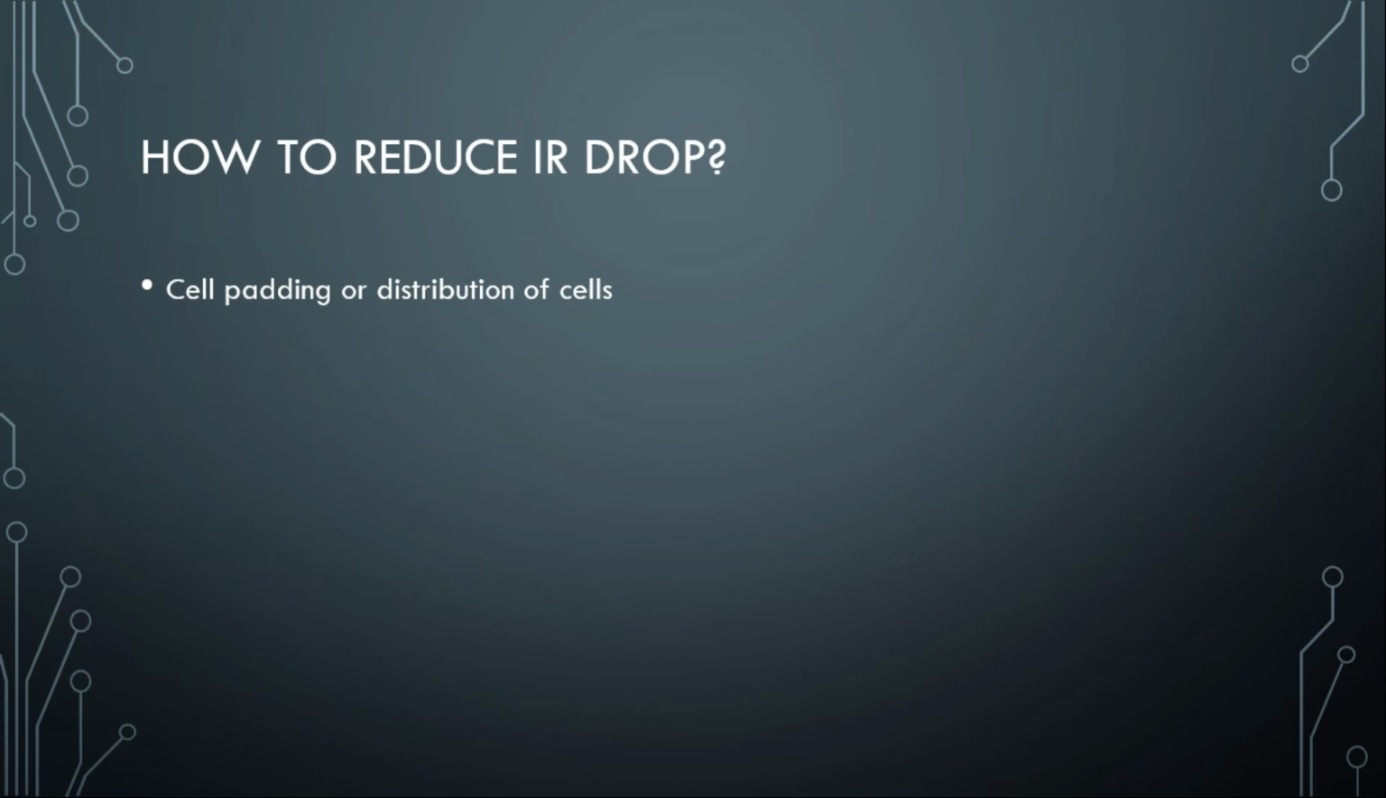So cell padding or distribution of cells is one type. Cell padding can help because we can move simultaneously switching cells away from each other, which may reduce the localized need for current. Use multiple straps and multiple power vias. This will add parallel paths and provide lesser resistance for the current to flow. Downsize the cells. Again, downsize the cells will reduce the load capacitance, and this will reduce the static IR drop.